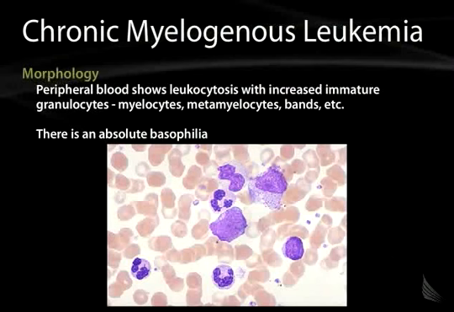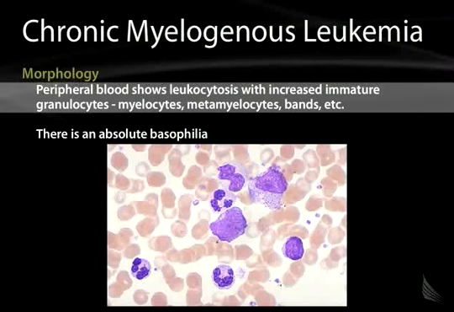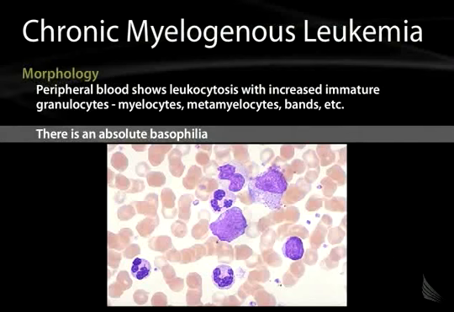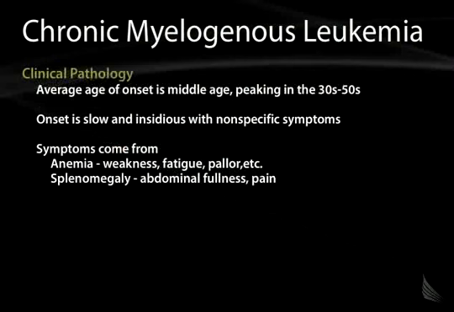So what does it look like? The morphology basically has leukocytosis with increased immature granulocytes. So you'll have myelocytes, metamyelocytes, and some bands out there in the periphery, as well as an absolute basophilia. So those premature cells that are commonly seen in normal bone marrow are now out in the periphery. You don't see much in the way of circulating blasts, but you do see those immature forms in CML.